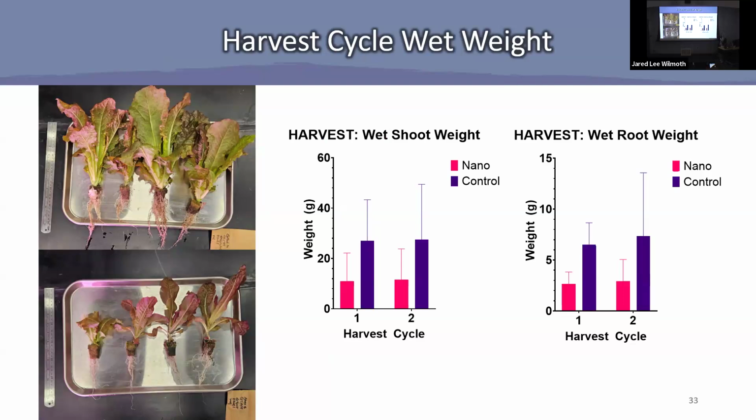And so the shoot weight, you can see in harvest cycle 1, the grow beds that had the nanobubble treatments were slightly lower than the control tanks in terms of weight. And similarly with the root, they were lower than the control tanks. And you can really visibly see that from these images too. The nano tank plants weren't as dense as compared to the control tank plants.